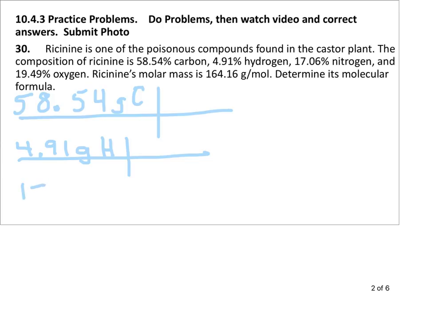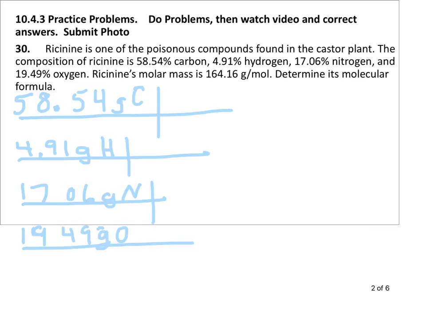And 17.06 grams of nitrogen. And 19.49 grams of oxygen, which we'll be switching to moles.